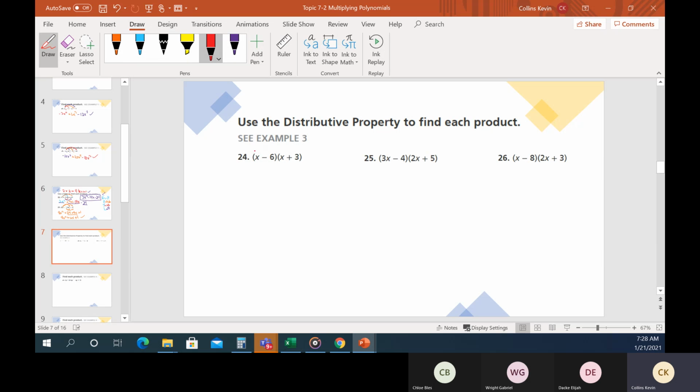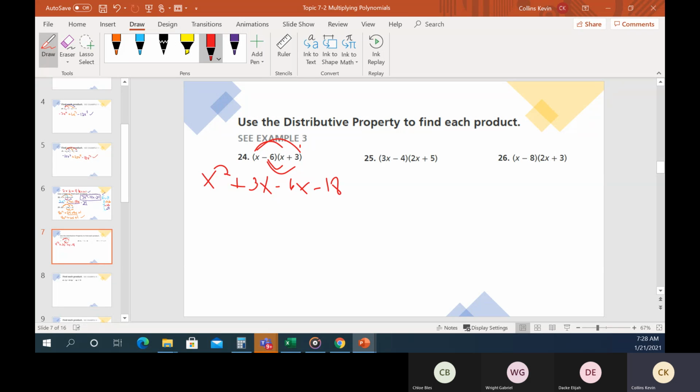So we've got x times x, that's x squared. And we got x times 3, so that's plus 3x. Then we do these guys. So now we work with the negative 6. So minus 6 times x, that's minus 6x. And minus 6 times 3, that's minus 18.